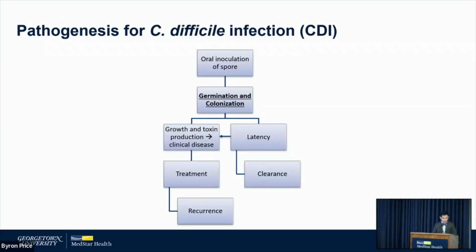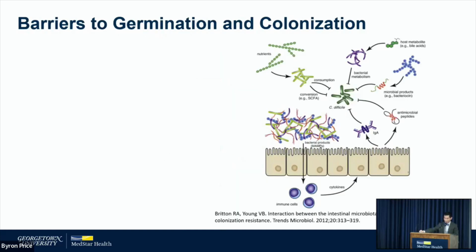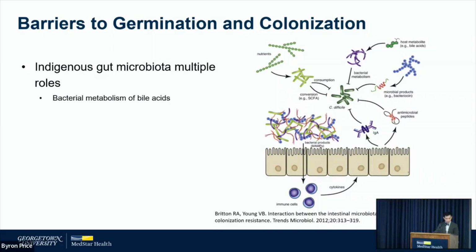But just ingestion, for lack of a better term, of C. diff spores does not lead to germination and colonization in all cases. There's specifically multiple steps that have to occur. And there's a lot of innate barriers to germination and colonization in our patients. The biggest barrier is our indigenous gut microbiota, and it plays multiple key roles.